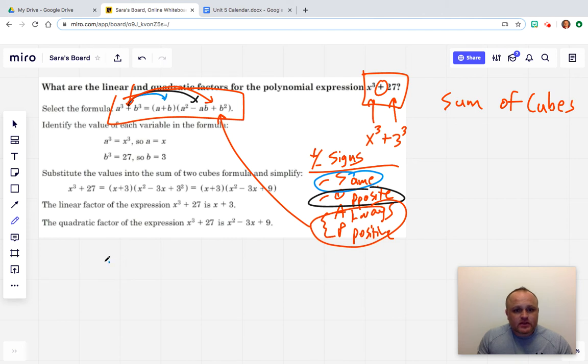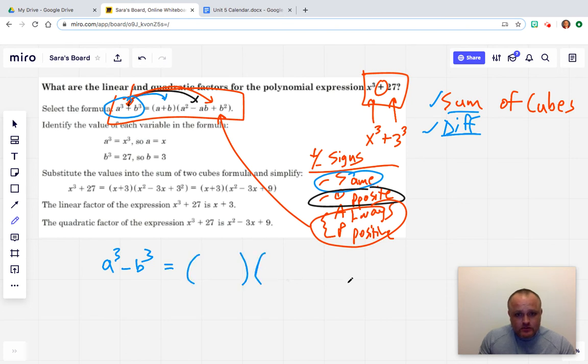But if it said a cubed minus b cubed, like up here, this would be a difference of cubes. Okay, so you have both of these. You have a sum and difference of cubes. You don't have a sum of squares. You only have a difference of squares. So the difference of cubes would be like this. Here we go. This first one has 2 terms. This one has 3 terms. This one has 2. This one has 3. Okay, here we go.